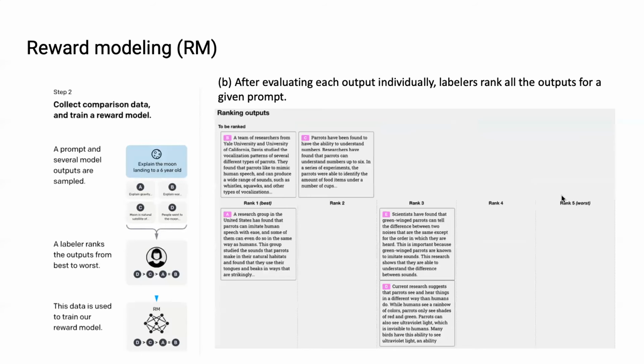So that's the first interface. The second interface has multiple outputs to be ranked, and the user can just drag these outputs and give a ranking. So this is the best, rank 1, and this is the worst, rank 5. And also if the user feels like, oh, these two outputs are pretty much a similar level of quality, they can still give a tie to these two outputs. So this is how the labelers work with the data to provide the ranking datasets.